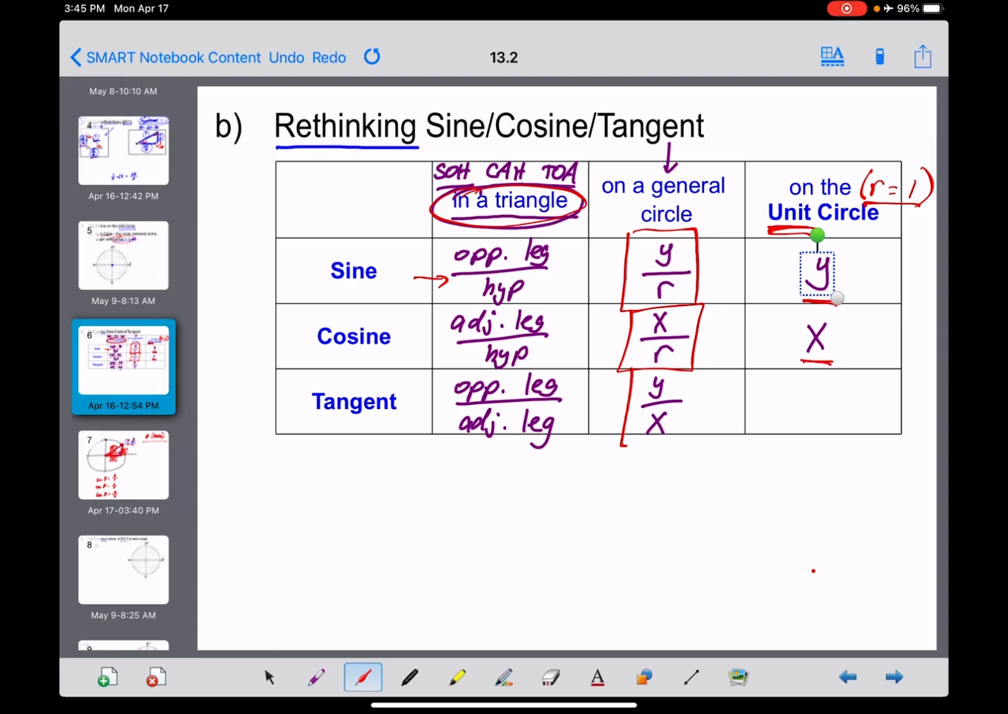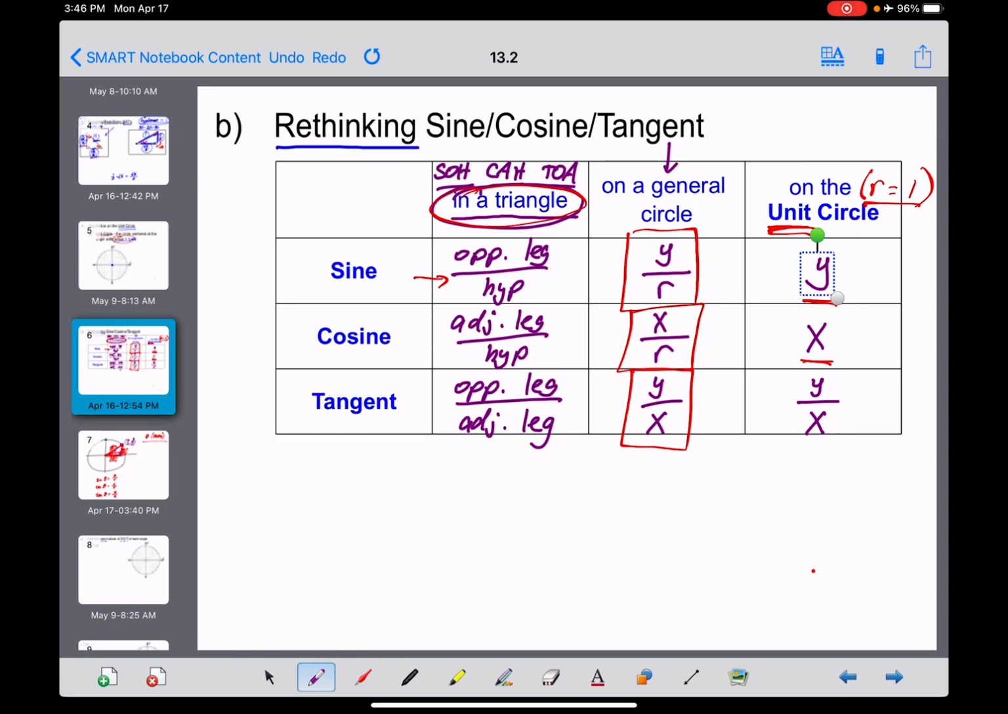Unfortunately, guys, nothing simplifies right here on a unit circle. The fact that r is 1 doesn't do anything for us for the value of y over x, so that one needs to stay where it is right there. So these are some new definitions of sine and cosine and tangent relative to what we call circular trigonometry. And in just a second, I'm going to show you guys why those definitions are important.